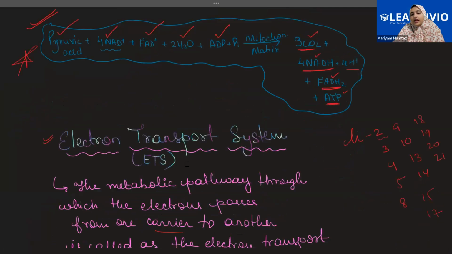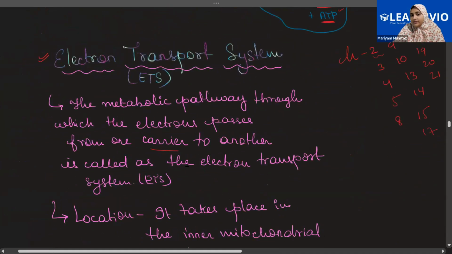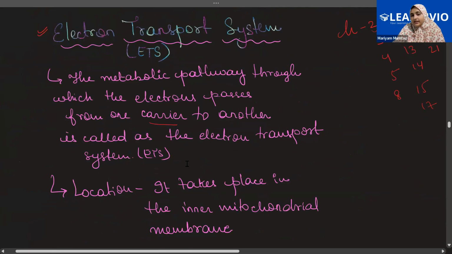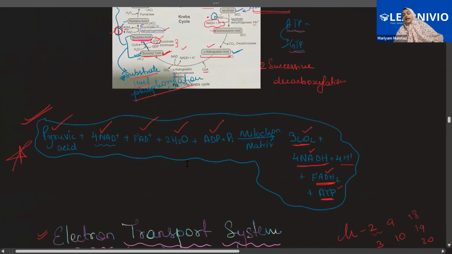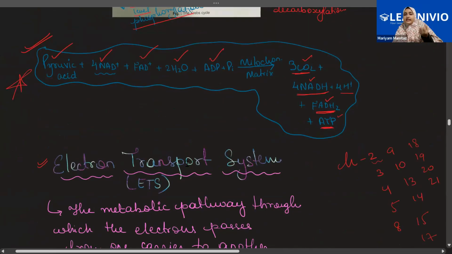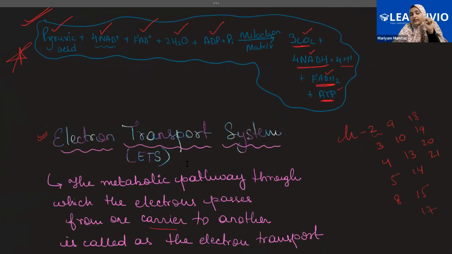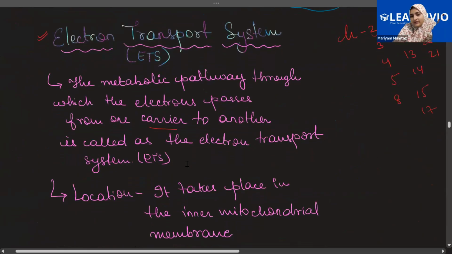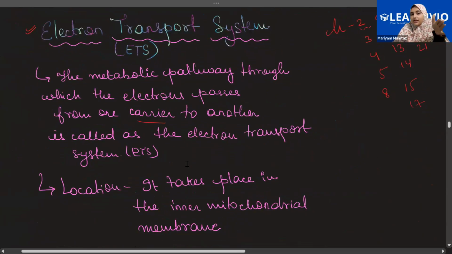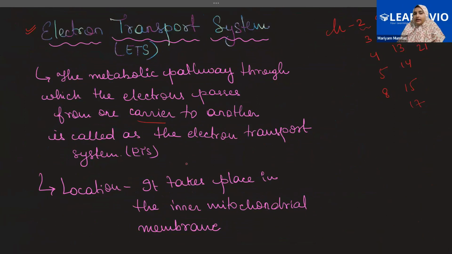Yes, ma'am. Then we have the electron transport system, the ETS. Now see, in all of these areas, we saw either FADH2 or NADH2 being synthesized. Now let us see how it is used and where it is used. When we talk about the electron transport system, the electrons are passed on from one carrier to another carrier, and this whole system is called the electron transport system. So the electron gets transported from one carrier to another carrier.